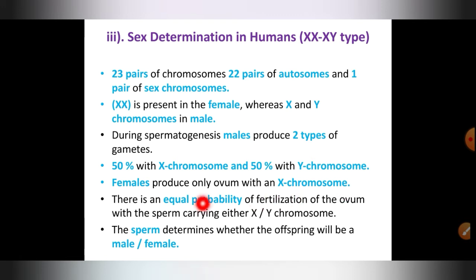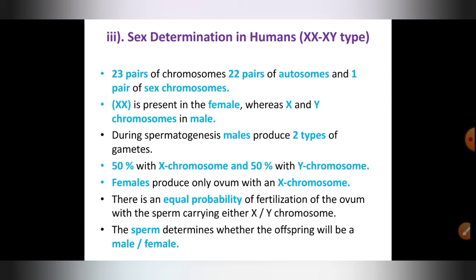Okay. Here what happens is the ovum has an equal chance of undergoing the process of fertilization with a sperm carrying X or a sperm carrying Y chromosome. Okay. So females will have eggs which will always have an X chromosome. So there is a 50% chance of a sperm having an X chromosome coming and fertilizing, or else another one having a Y chromosome may come and fertilize the ovum.